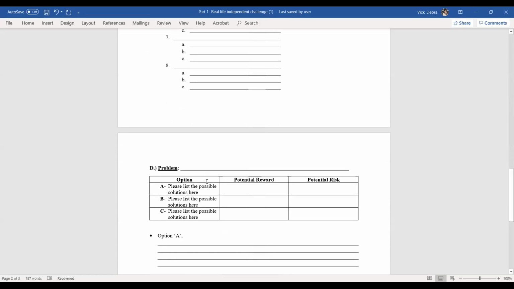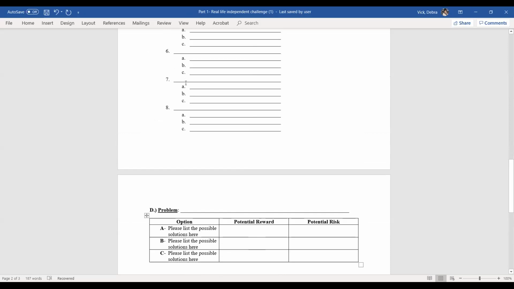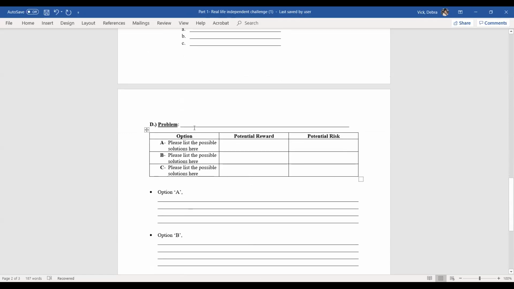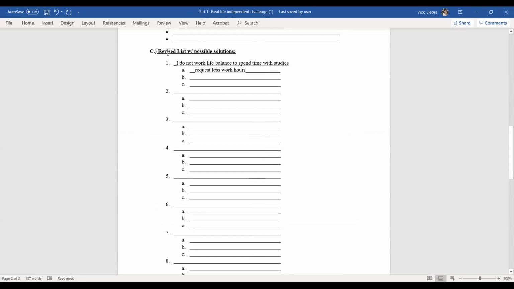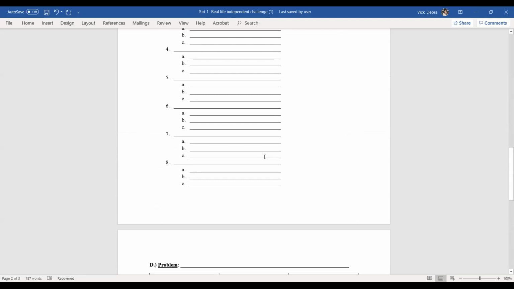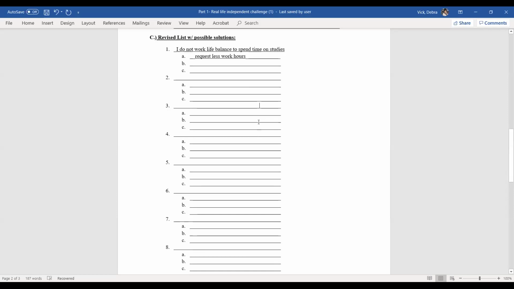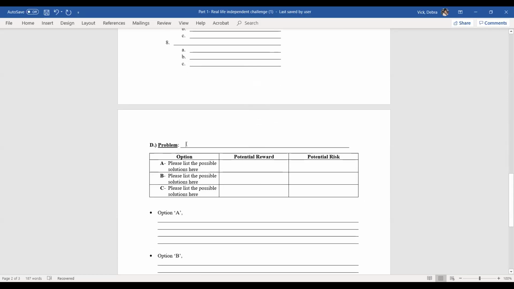So now we go to D. And this is a chart. So after we chose these, we're only going to take one of these, only one. And we're going to determine what that problem is. So that problem goes right here. For the sake of this exercise, we're going to use the same one. I do not have work-life balance to spend time on my studies. So you would actually write that question here.